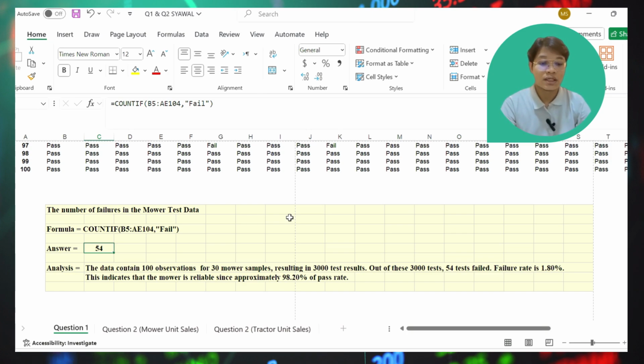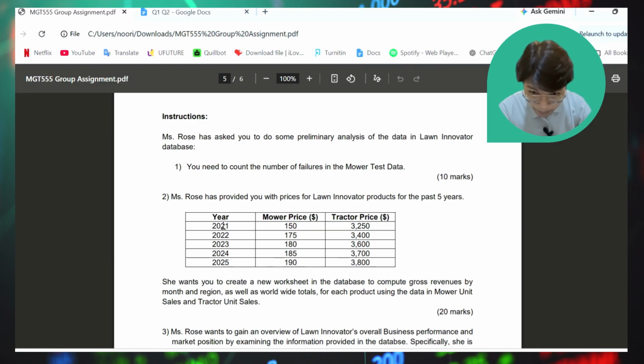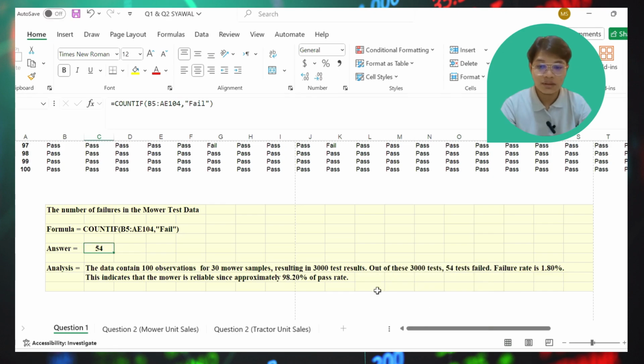Now let's move on to the second question. Ms. Rose has provided you with the prices for Loan Innovator products for the past 5 years. Here the question gives us the year, mower price, and tractor price for each year. She wants you to create a new worksheet in the database to compute gross revenues by month and region, as well as worldwide totals for each product, using the data in the mower unit sales and tractor unit sales. So the question asks us to find gross revenues by month and region for both mower and tractor. How are we going to answer that?